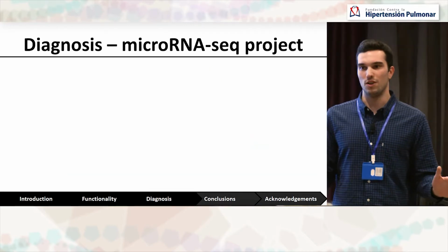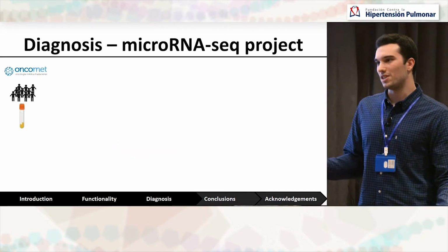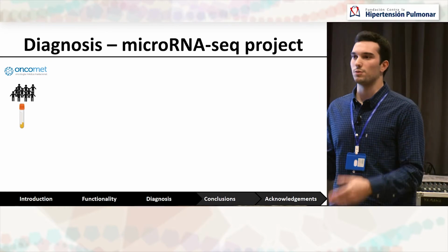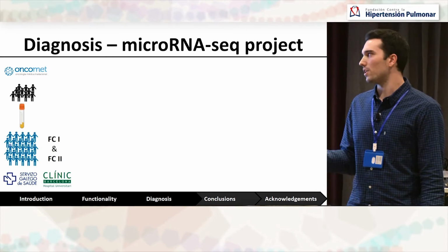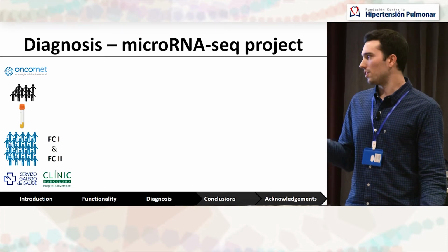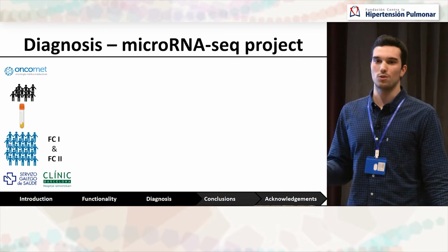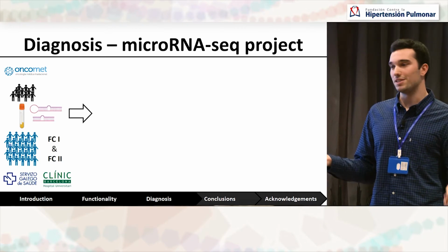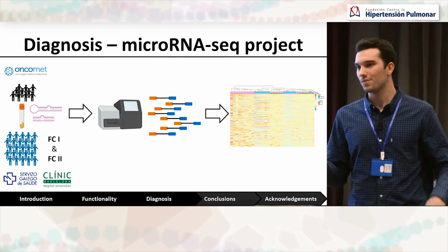But we don't only do functional studies, we also try to do translational research. So we got plasma samples from healthy controls that were given to us by the OnComet group in Santiago de Compostela, and also from PH patients of functional classes 1 and 2. We got them from the Servicio Galego de Saúde, from our collaborators, and also from the clinic, from Dr. Barbera and Dr. Isabel Blanco. So we extracted miRNAs, did RNA sequencing, and then a differential expression analysis.